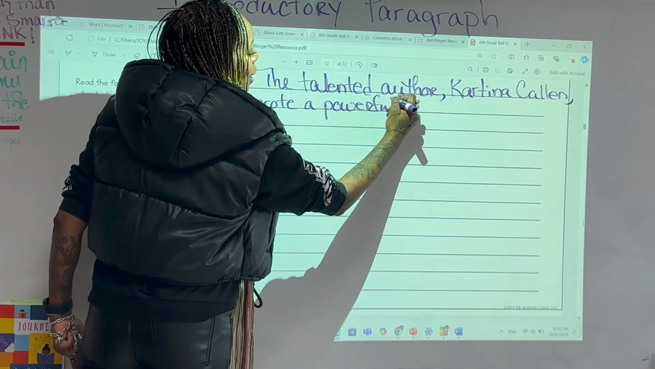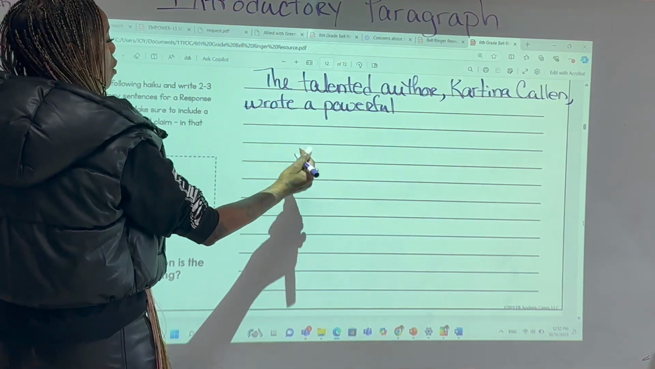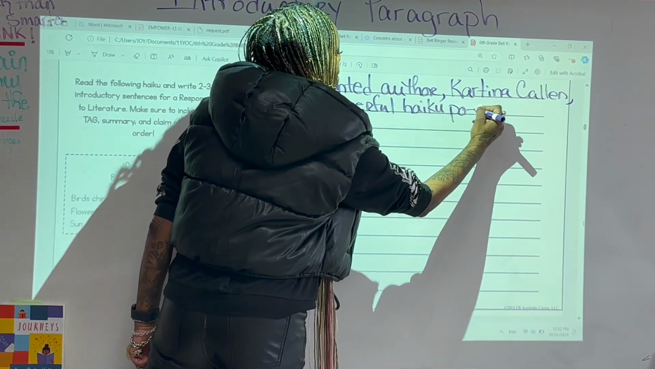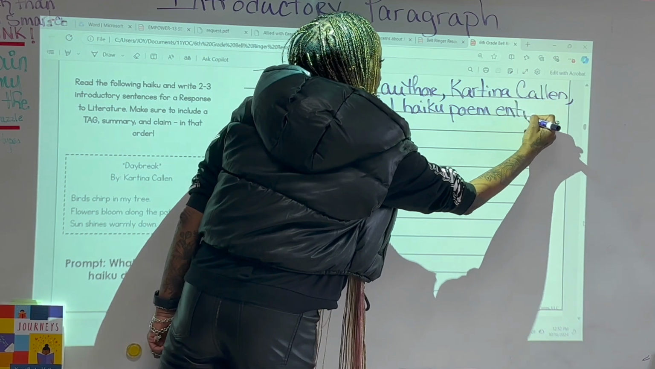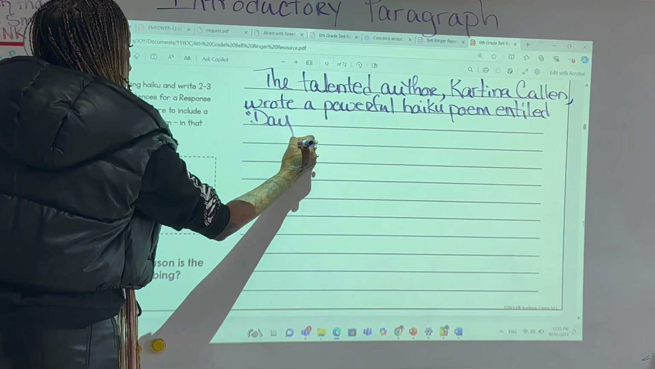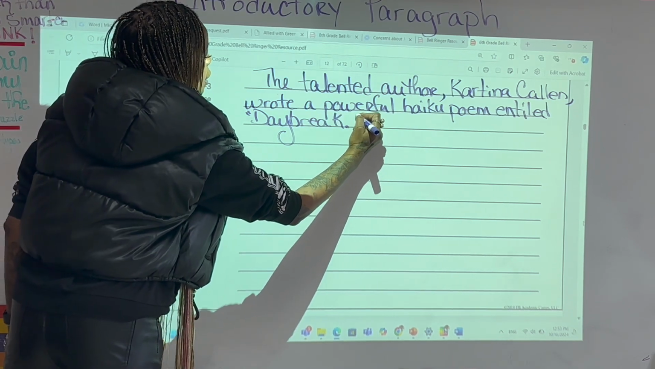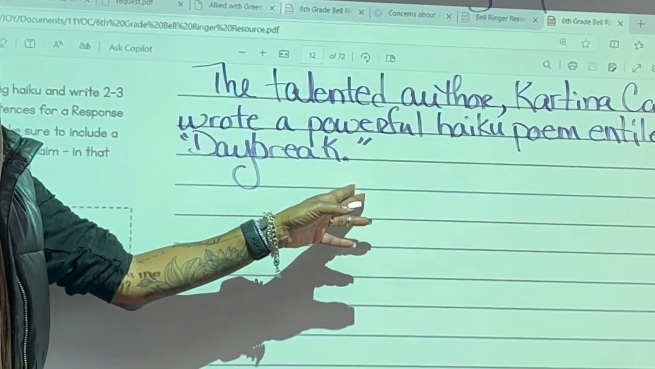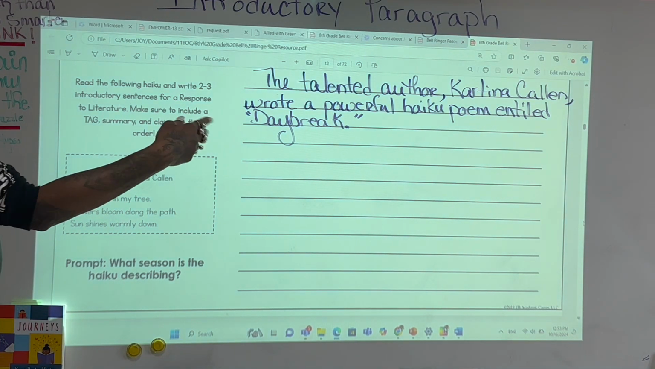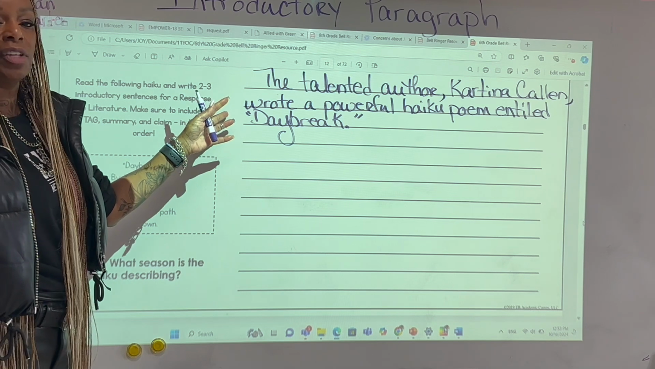wrote a powerful, I could choose other words. I just like to throw in some adjectives, adverbs in there. Wrote a powerful haiku poem entitled "Daybreak." Period. Punctuation goes inside quotation marks. And I could rewrite this. We write to rewrite. Nobody writes a perfect first draft. So everyone should have this tag.